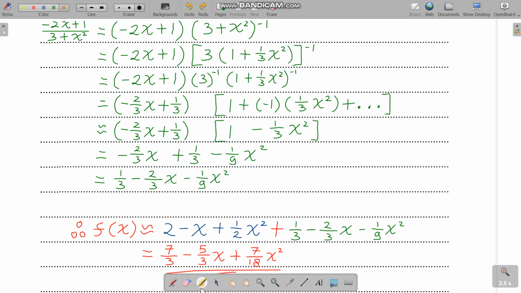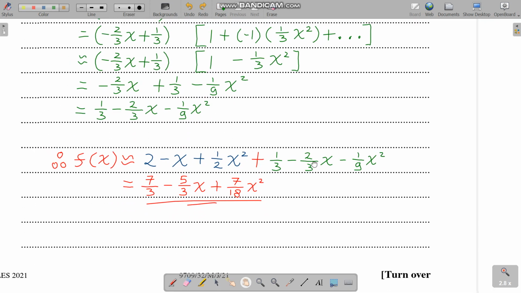So again, minus 2/3 x times 1, we get this. Minus 2/3 x times this, actually we're going to get positive 2/9 x cubed, but we don't need that because we only need to expand until the x squared term. We don't need the x cubed term, so that's why we ignore that term. And 1/3 times 1, that's 1/3, and 1/3 times minus 1/3, minus 1/9. So in ascending powers of x, the constant, the x term, the x squared term.